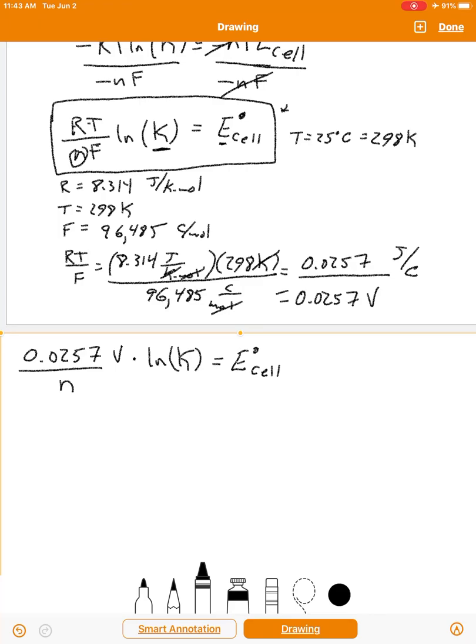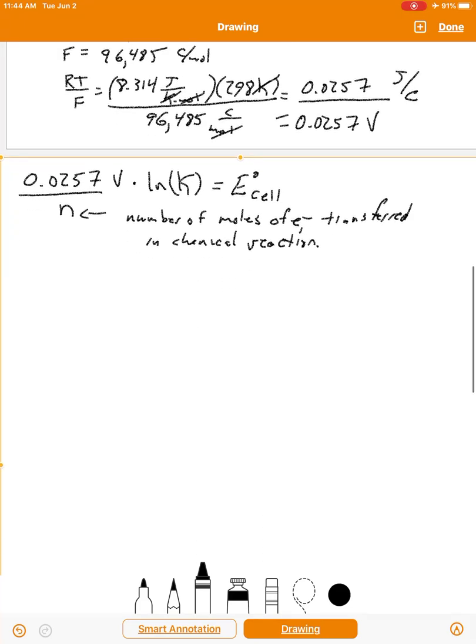Remember, K doesn't have units anyway, so ln of K doesn't have any units. And remember, this n is the number of moles of electrons transferred in the chemical reaction. Okay, remember, we're talking about redox reactions, so electrons are transferring through.